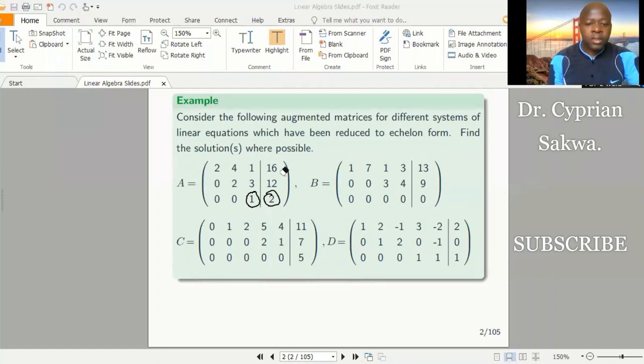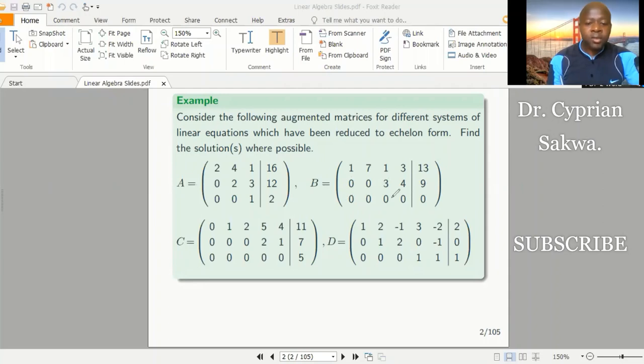Let's go to the second system and see whether it has a solution, one solution, or several solutions, that is infinitely many solutions, or whether it has no solution. Look at the last row. And so we looked at this again earlier in our first video when we were looking at Gaussian elimination and Gauss-Jordan elimination.